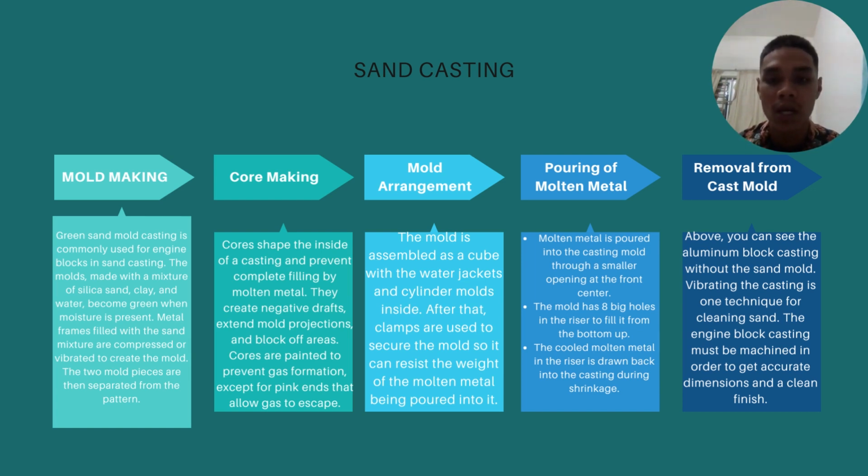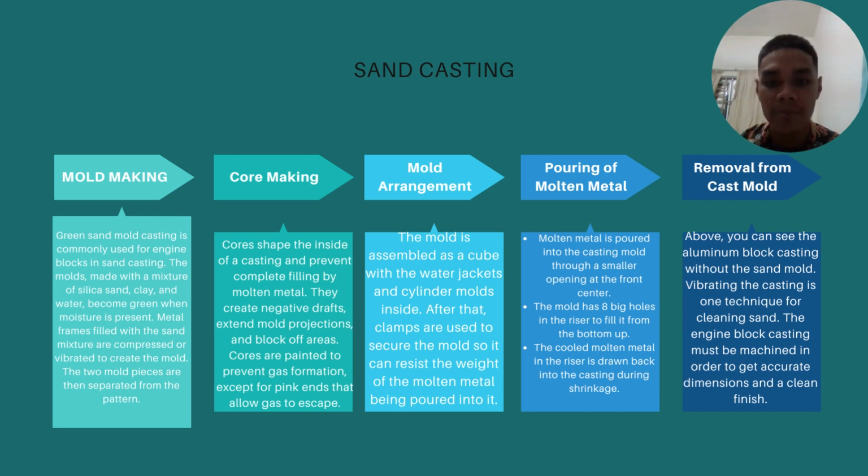For core making, cores shape the inside of the casting and prevent complete filling by molten metal. They create negative draft, extend more projection, and blow off area. Cores are painted to prevent gas formation and allow gas to escape. For the mold arrangement, the mold is assembled as a cube with the water jacket and cylinder mold inside.